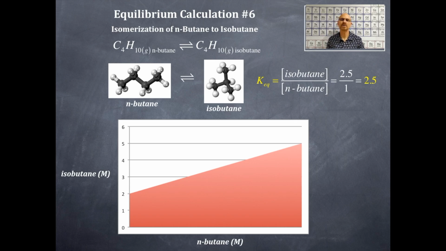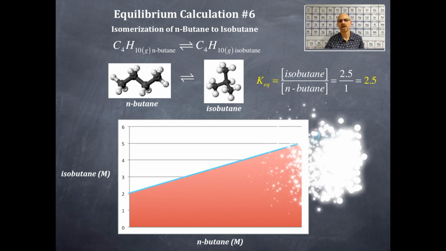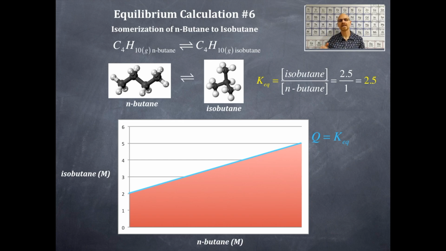So I got isobutane on the y-axis and N-butane on the x-axis in terms of molarity. And I've drawn a line on this graph and shaded it in so you can see it readily. On this line right here is when the Q is equal to the K. So there are truly an infinite number of values when the Q equals K. That means I have to get 2.5 to equal the K.